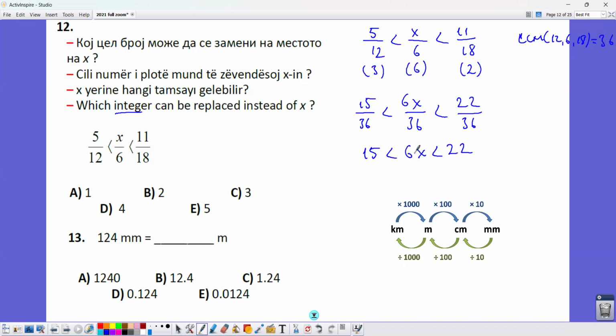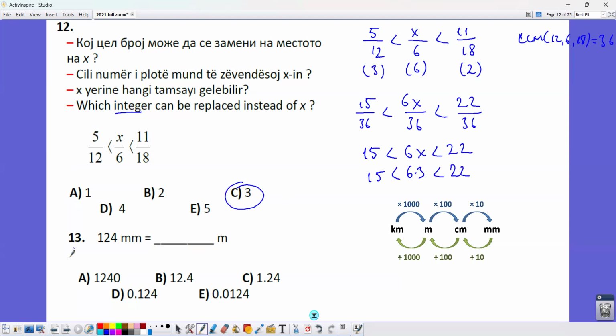So if x is 1, 6 times 1 is 6, but 6 is not between 15 and 22, so it's not working. For 2, 6 times 2 is 12, again not between 15 and 22. But 3, 6 times 3 is 18, which is between 15 and 22. So 3 works for this one. If you check 4, it will be greater than 22, so it's not working.